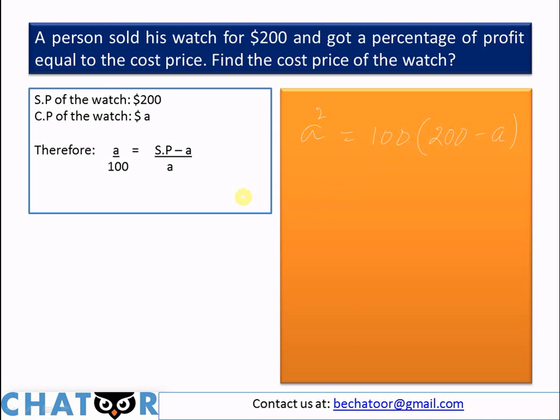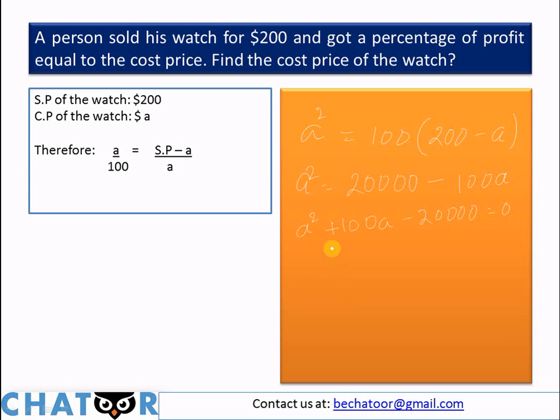Now A square is equal to 20,000 minus 100A. Now we have a quadratic equation which goes like A square plus 100A minus 20,000 is equal to 0. So how do you handle this? If you have done the quadratic equation lesson already, you might know this information. If you haven't, then I would suggest that you should go and have a look at that lesson.